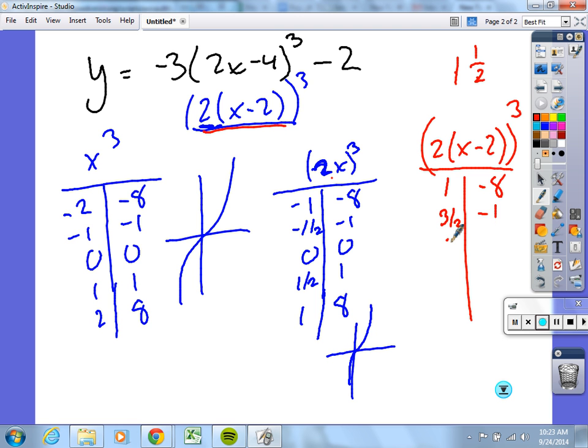0, I move to the right 2, I still get 0. A half, I move to the right 2, that's 2 and a half, which is 5 halves. I still get 1. 1 moved to the right 2 would be 3. 3, when I plug that in, would give me an 8.